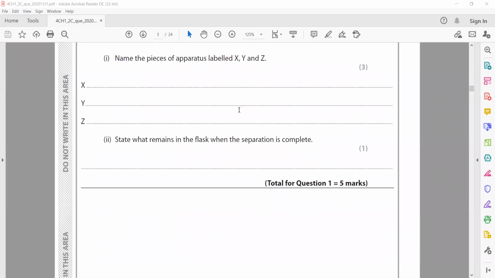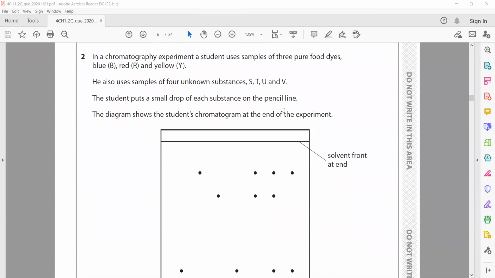State what remains in the flask when the separation is complete. When we remove all of the liquid, the water, what are we left with? We are left with salt, which was present originally, dissolved in the water in the solution. But now we are left with solid crystals of salt.